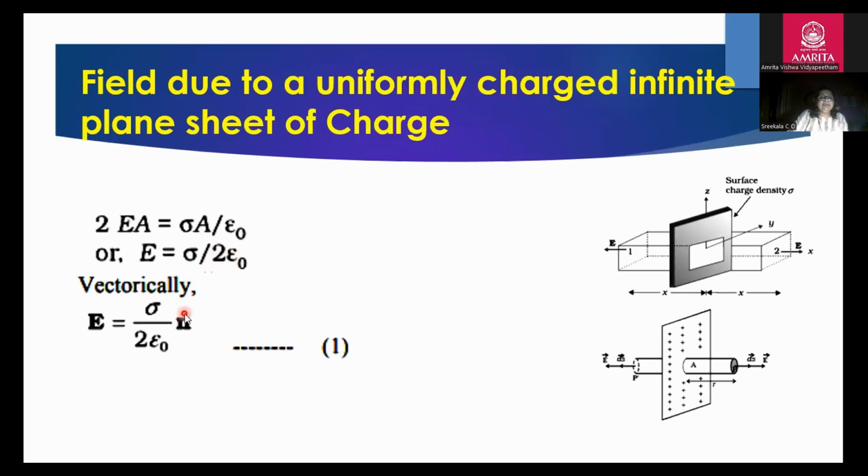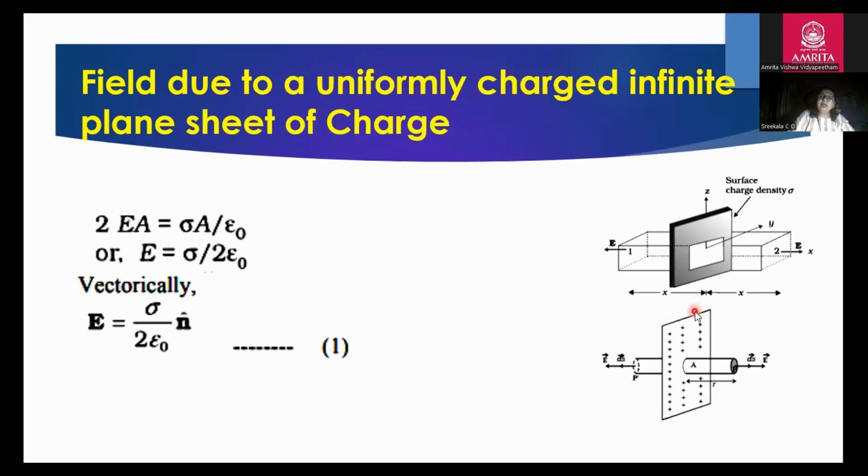n cap is the direction, that is out of the plane of the paper, out of the thin sheet of charge, that is the unit vector n cap. So E is equal to sigma by 2 epsilon 0. It is very, very important. This can be applied to a thin sheet of charge.